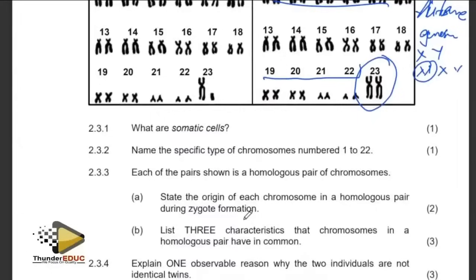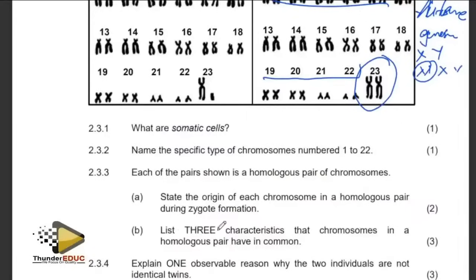Definitely, one came from the nucleus of the ovum, another one came from the nucleus of the sperm. Meaning that one chromosome came from the mother and the other chromosome came from the father. So one came from the nucleus of the ovum, this one came from the nucleus of the sperm, and then fertilization took place and a zygote was formed. That's what they are looking for.